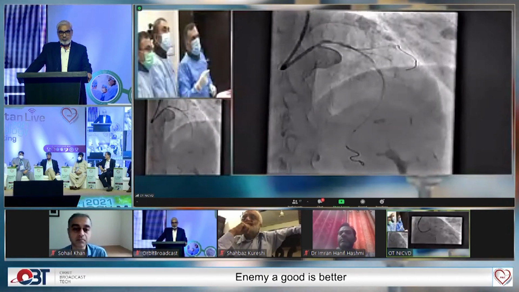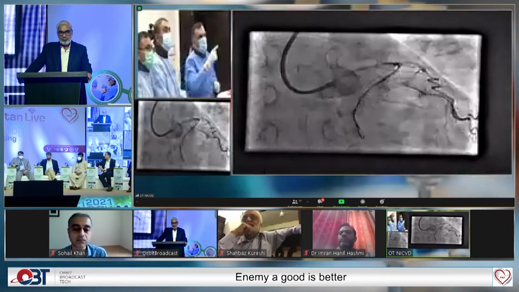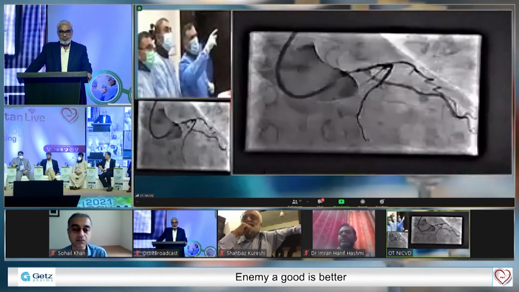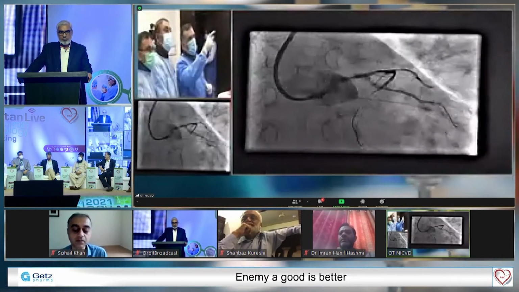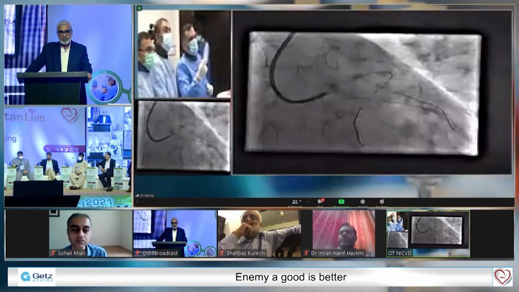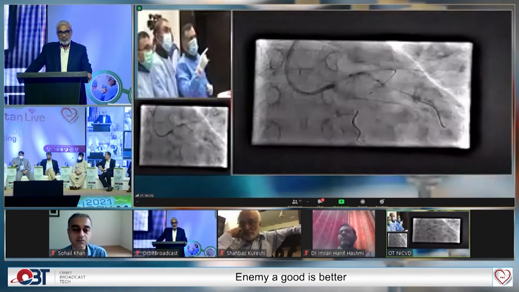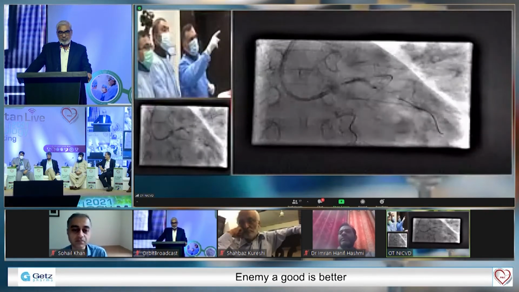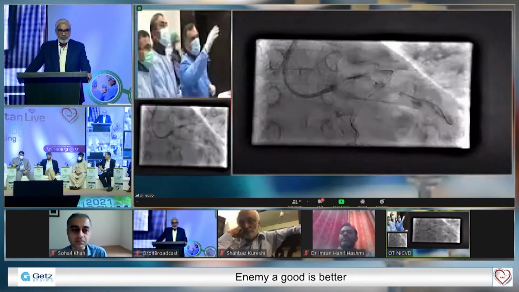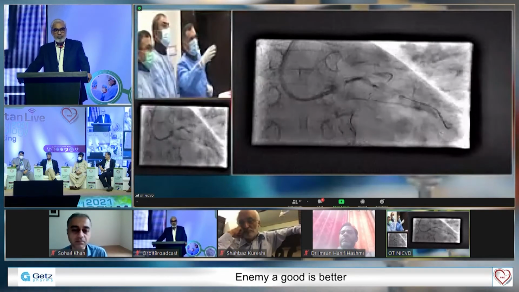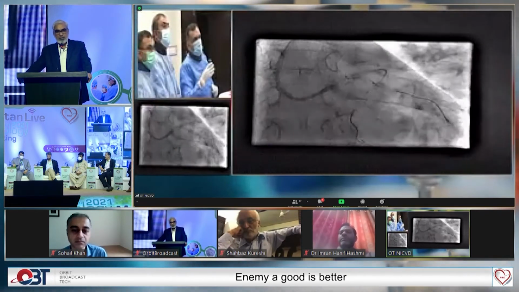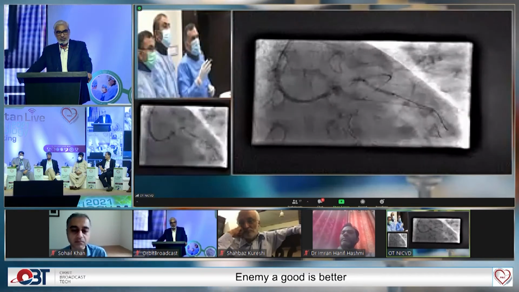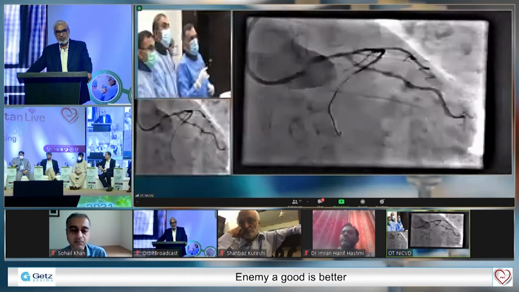Next. So you can see there's some disease in the proximal part of the circumflex as well. So next. So I ballooned that as well. You can appreciate from the balloon that it's a 90-degree turn towards the circumflex, and there's some calcification there. Next. So this is where we are.